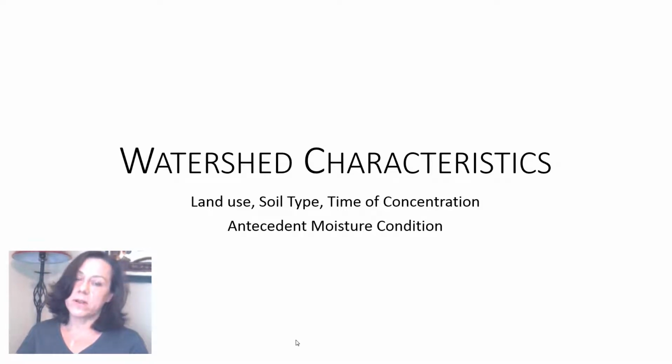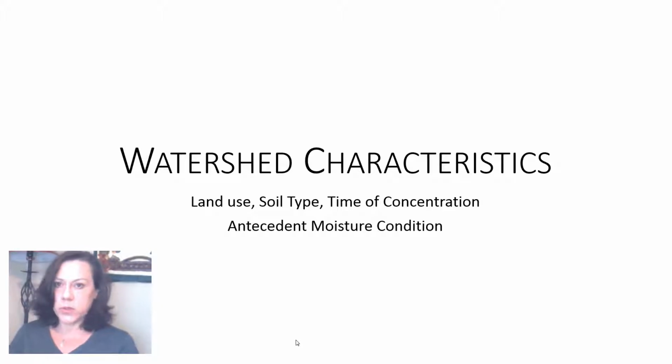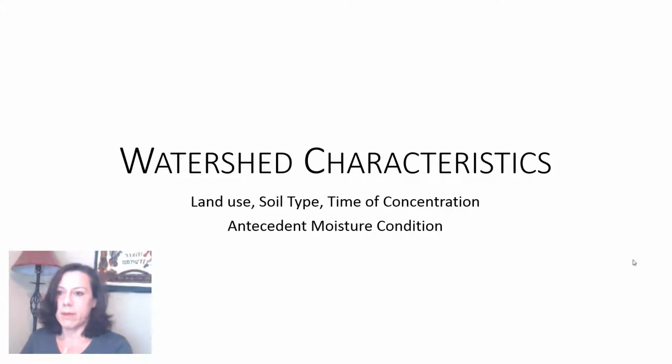So let's talk about the watershed characteristics. There's land use, soil type, time of concentration, antecedent moisture condition, just to name a few. So we'll go over those right now. Well, maybe we will, maybe we won't.